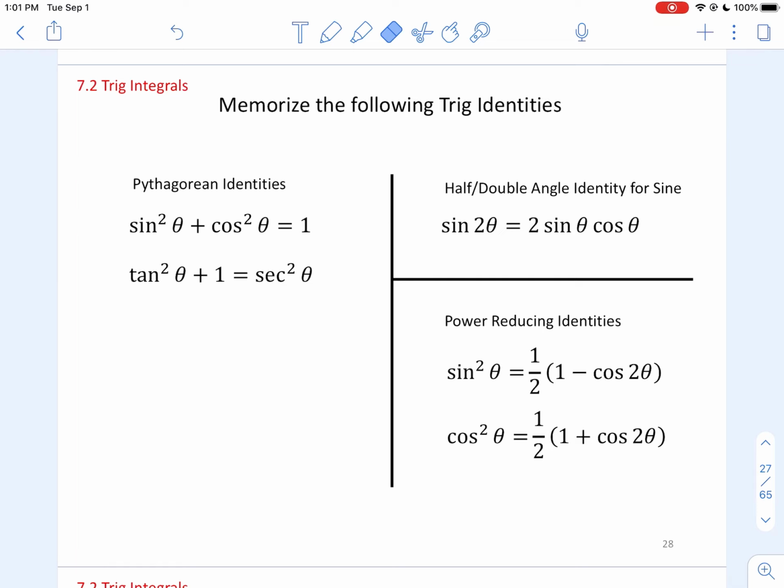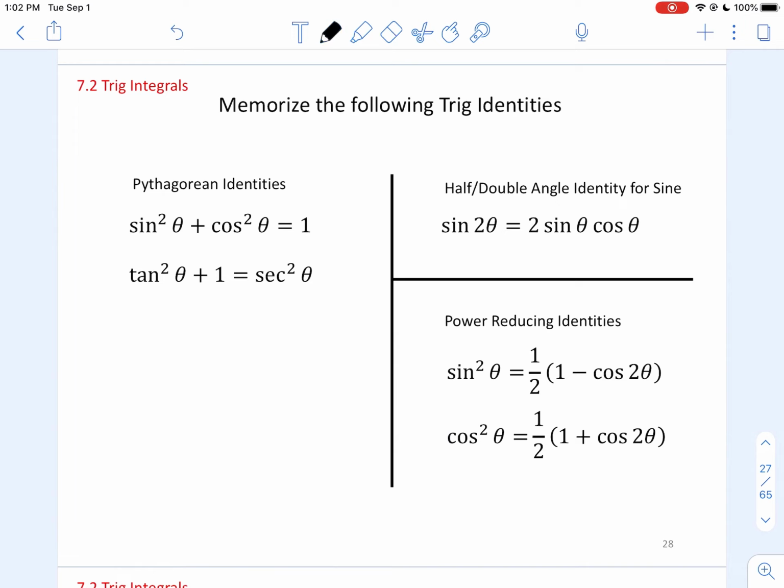Hello calculus students. Today is a unit all about a variety of strategies for integrating functions that involve the trigonometric functions. We begin with a slide that reminds you of some identities that you should have seen in a pre-calculus or trig class. They will be very useful in this particular unit.